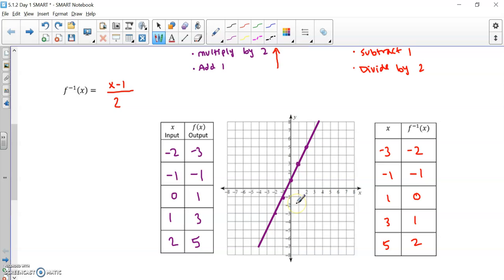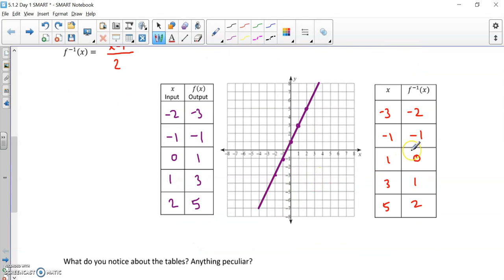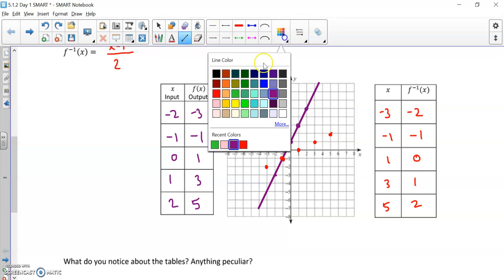All right, so let's plot this table as well. So left 3, down 2, left 1, down 1, right 1, up 0. Okay. Now this is our inverse line.